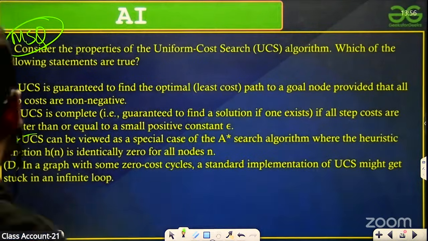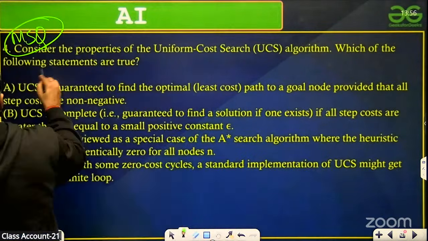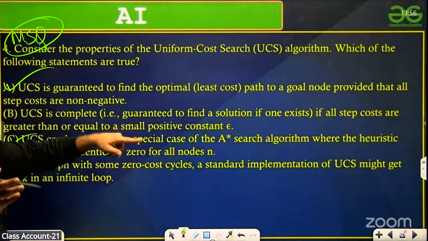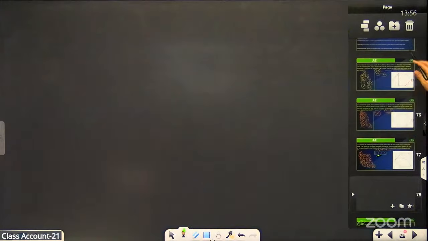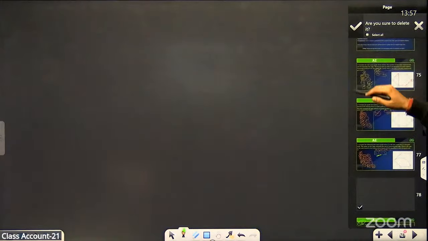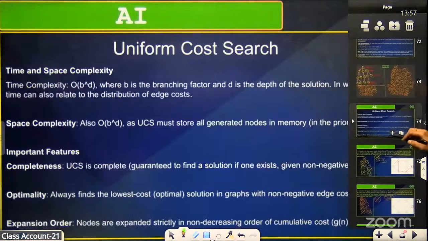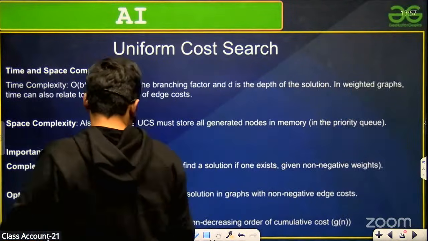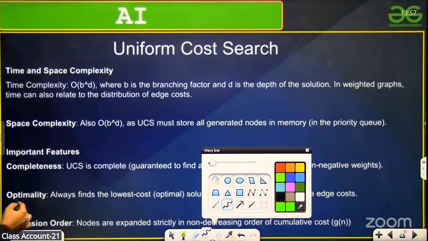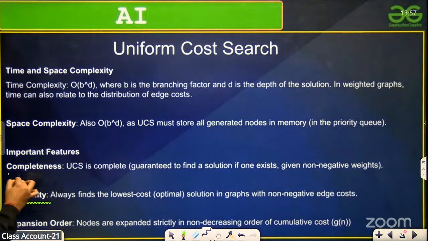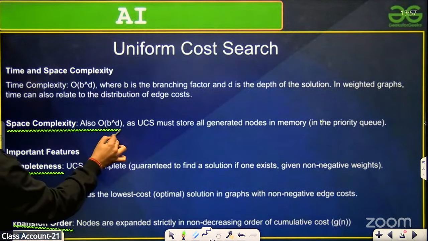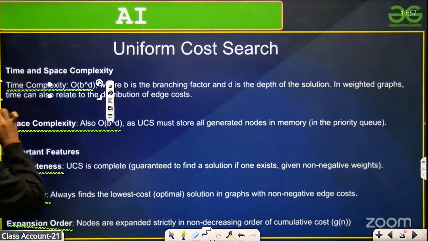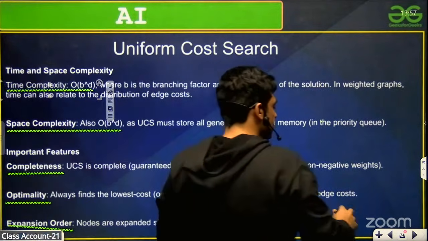Okay, so guys, here see option A, that is correct. UCS is guaranteed to find the optimal cost. Already we have discussed this, right? Optimality we have discussed for UCS, completeness we have discussed, and expansion order we have discussed. Space complexity is order of B to the power D, time complexity is order of B to the power D. Already we have discussed this.